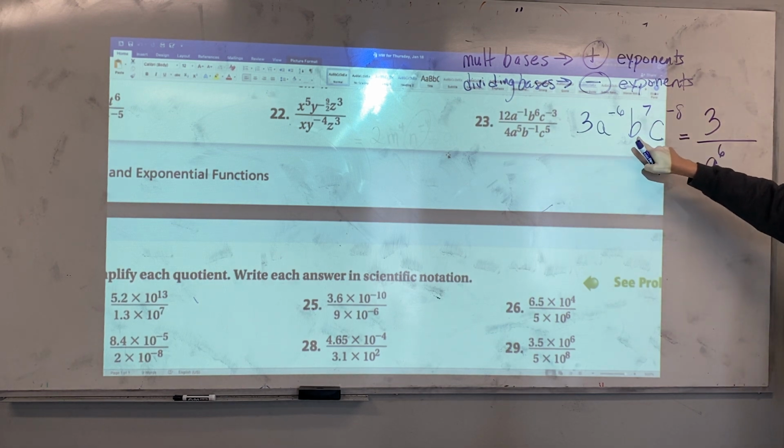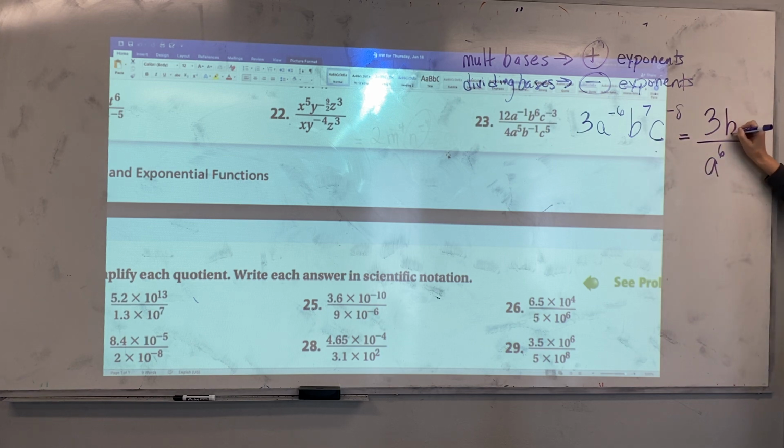Can this stay or does it need to go? Stay in the numerator. Stay or go? Go. So c to the positive 8 will go in the denominator.